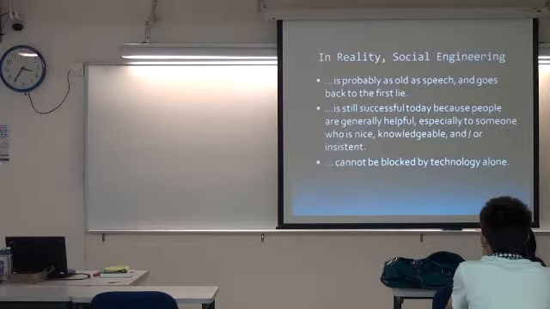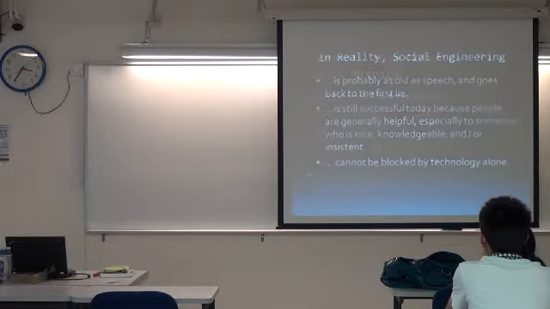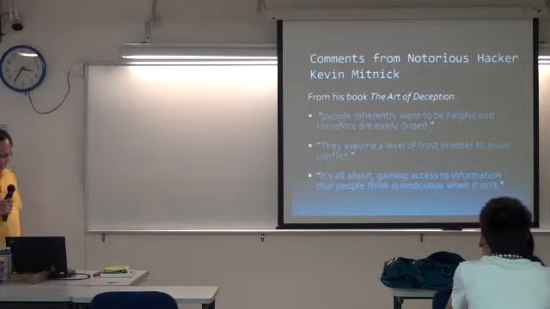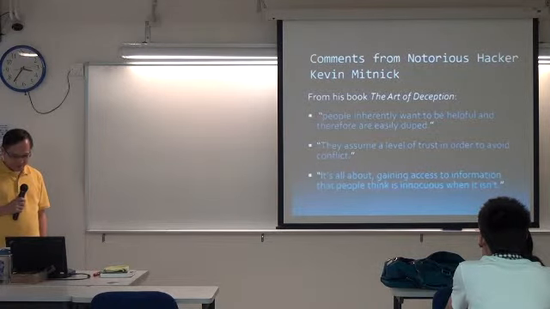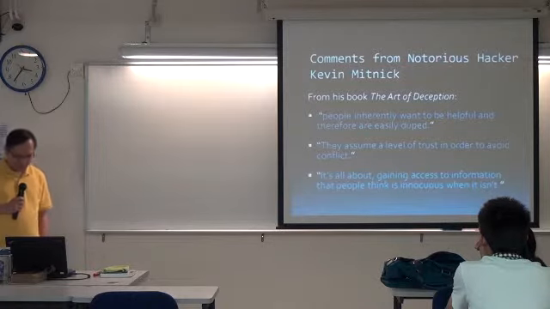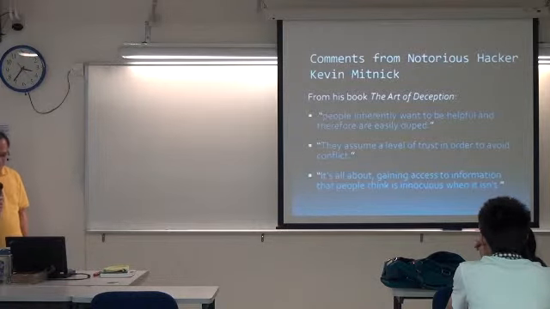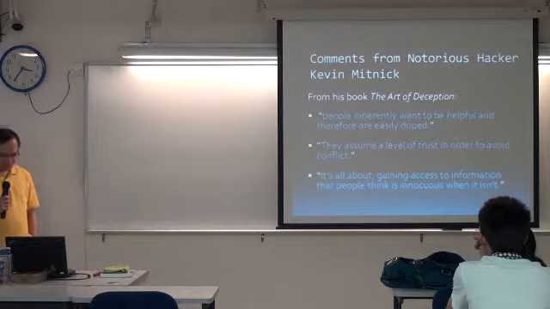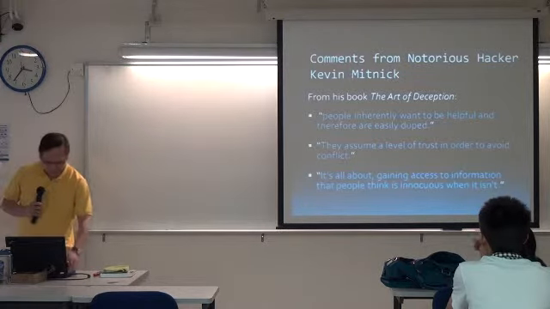And remember, social engineering cannot be blocked by technology alone. In fact, Kevin Mitnick, in his book The Art of Deception, brings out that people inherently want to be helpful and therefore are easily duped. They assume a level of trust in order to avoid conflict. It's all about gaining access to information that people think is innocuous when it isn't.